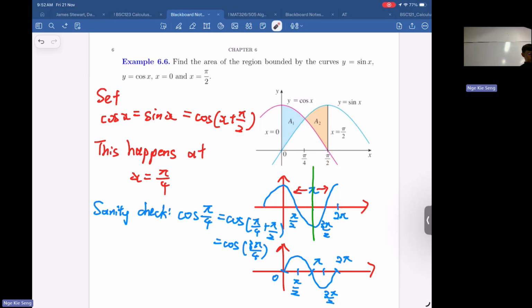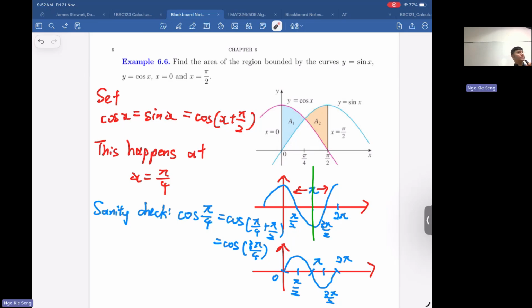Okay, so from 0 to π/4, the top one is cosine x, and then you need to take away the bottom one, minus sine x. But if you try to integrate from π/4 to π/2, the top one is sine x, and the bottom one is cosine x. Yeah, then you just do that calculation.